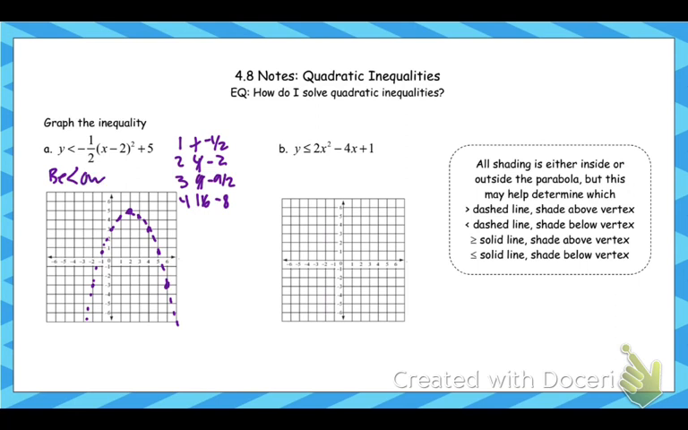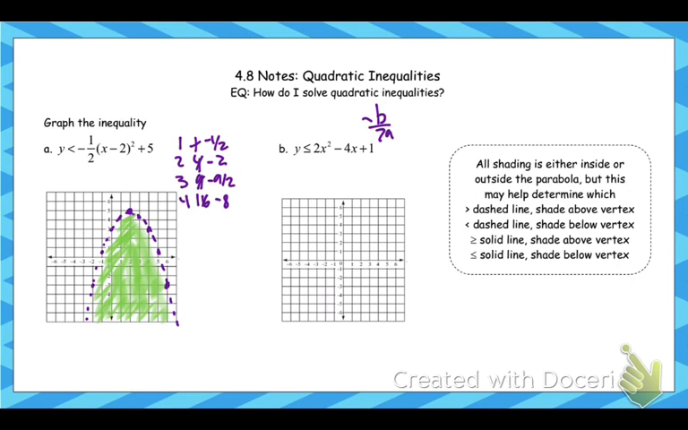And what we're going to do is shade below the vertex. If below the vertex is inside the parabola, we're going to shade inside the parabola. If below the vertex is outside the parabola, we'll shade everything outside the parabola. So not just what's below, we're shading either inside or outside, but we're using that above and below to help us figure out which one.